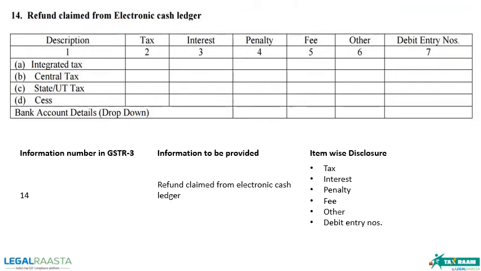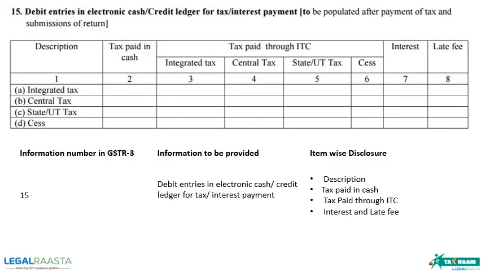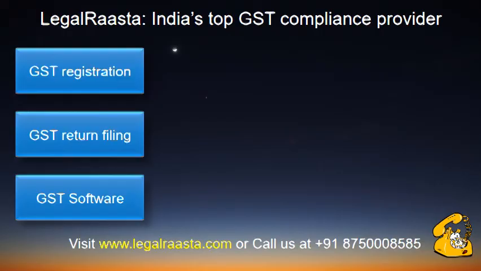Details of refund claimed from electronic cash ledger like description, debit entry numbers, etc. Details of debit entries in electronic cash credit ledger of tax, interest payment like tax paid in cash, tax paid through ITC, etc.